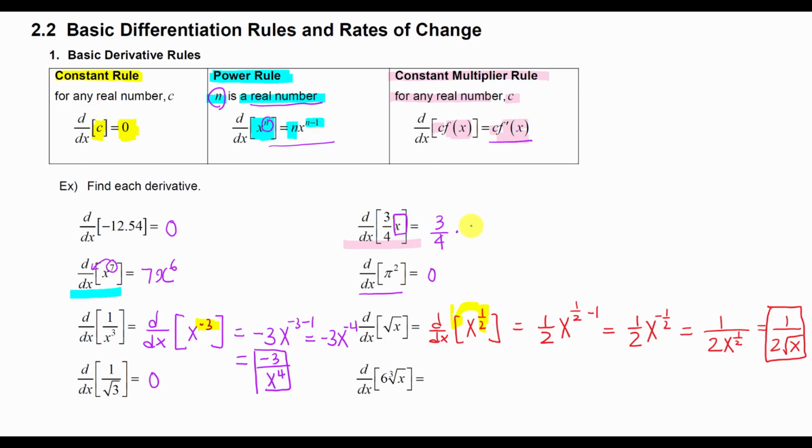X to the power 1 comes down to the front, and I need to lose 1 power, which is equal to 3/4 x to the zeroth power. And what was any variable to the zeroth power? Yes, it is 1. So this will be 3/4 times 1, which is equal to 3/4.